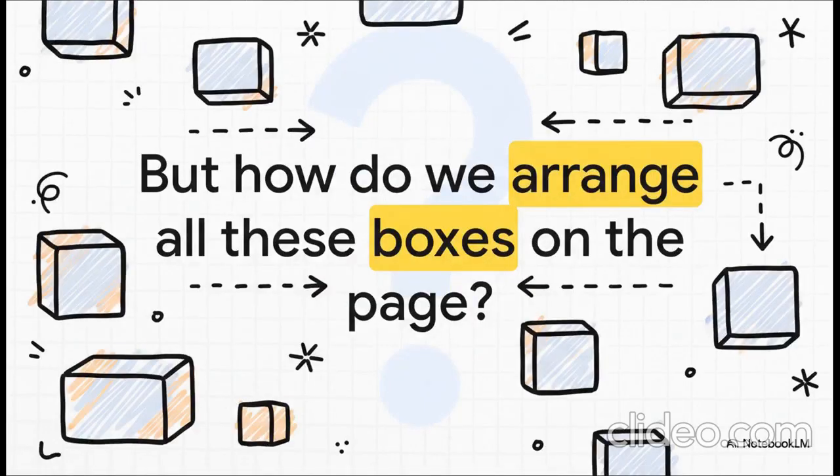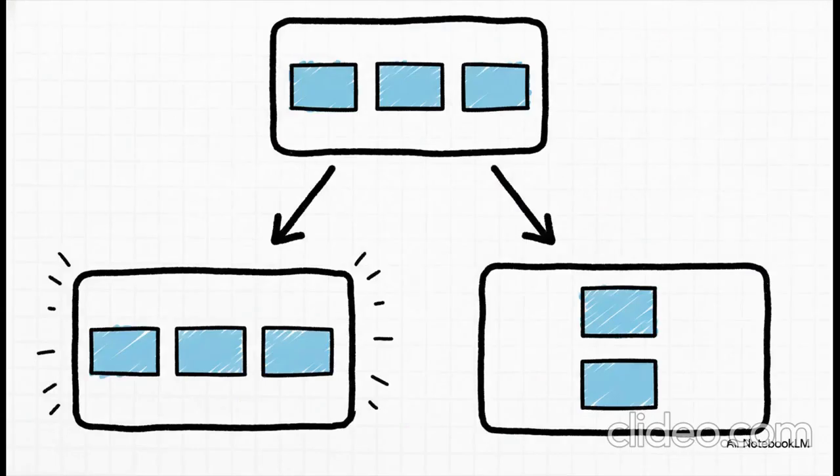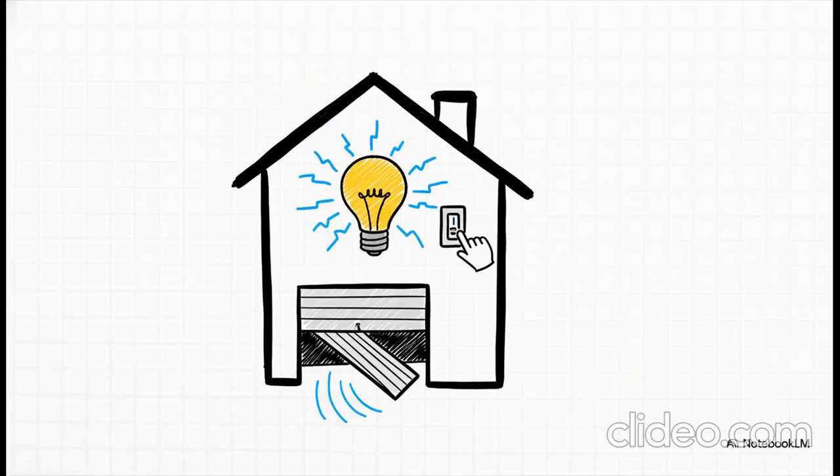So how do you arrange all those boxes on the page? For that, we use a super powerful tool. It's called Flexbox, and it makes aligning stuff in rows or columns an absolute breeze. Seriously. All right, our house looks awesome.